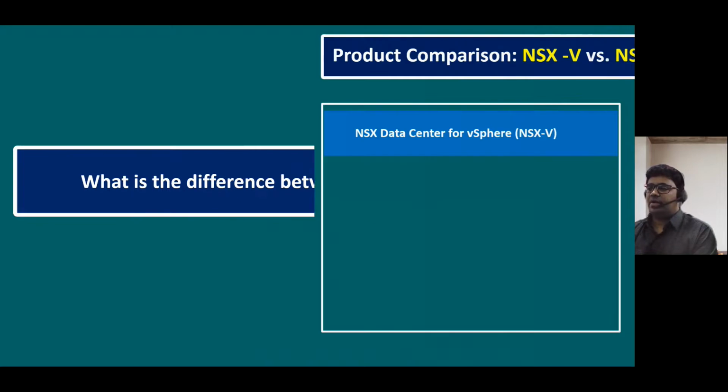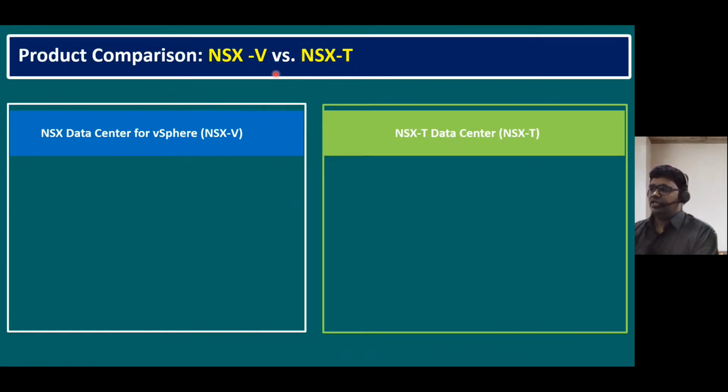Okay, so the product comparison, NSX-V and NSX-T. As I mentioned, the NSX-V full form is NSX Data Center for vSphere. The NSX-T full form is NSX-T Data Center. That means it's a network virtualization and security platform. T means transformers. And the first difference point is that NSX-V means vSphere, so it's only for the vSphere environment.